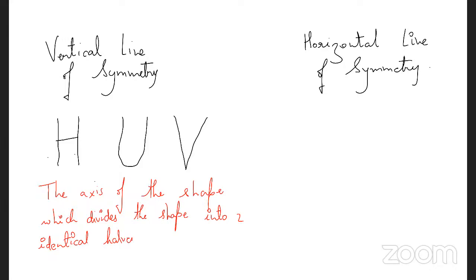Ma'am, what was the letter you wrote after that? H, U, and V. Divide the shape into two identical halves vertically. Okay, thank you.